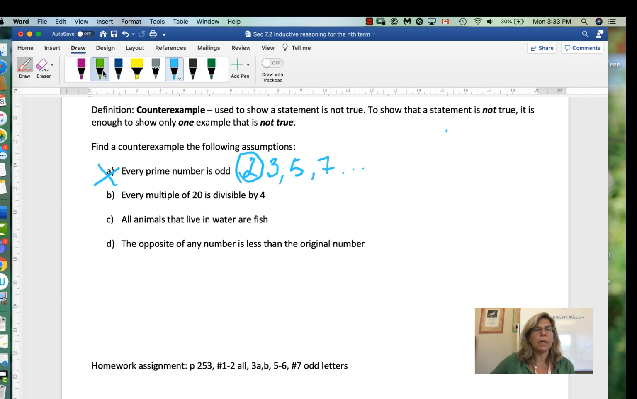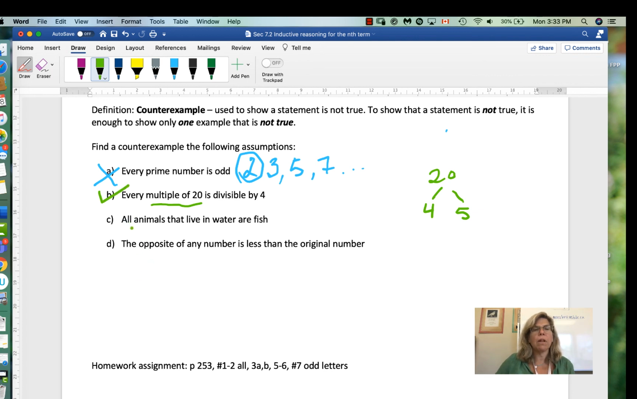Here's another one. Every multiple of 20 is divisible by 4. Well, if it's a multiple of 20, it must be divisible by 20. And if it's divisible by 20, then it's divisible by 4 because 20 factors into 4 and 5. So that one's true.